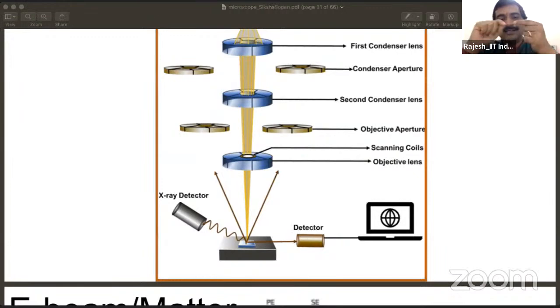You are right that the tip is a factor which decides the resolution of the atomic force microscope. You are right.